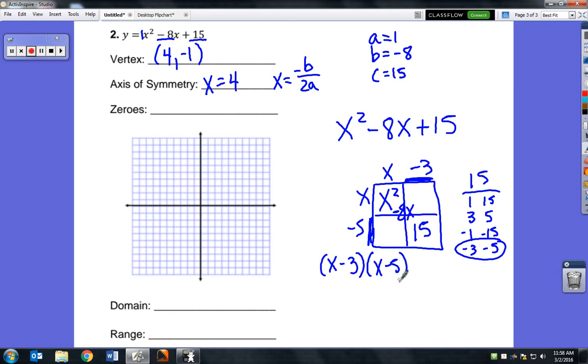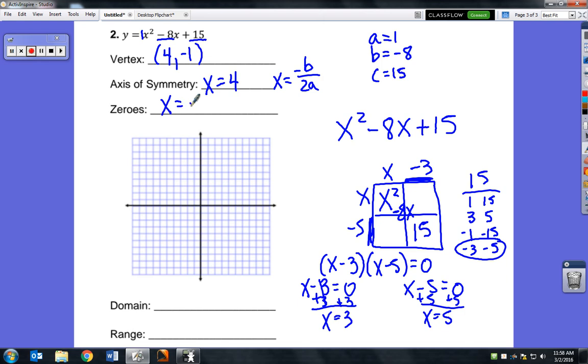Remember that to find the zeros, I have to set my function equal to 0, which is the same thing as setting both of my factors equal to 0 and solving for x. So to solve for x on the first one, I have to add 3. I'm going to get x equals 3. For the next one, I have to add 5. I'm going to get x equals 5. So my zeros for this problem are x equals 3 and x equals 5.